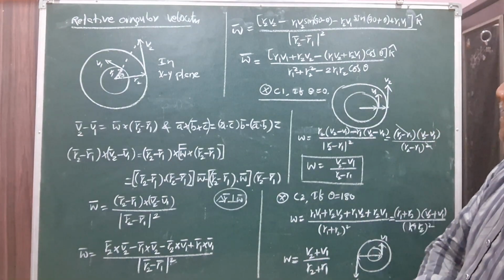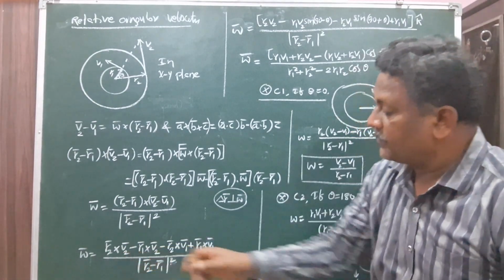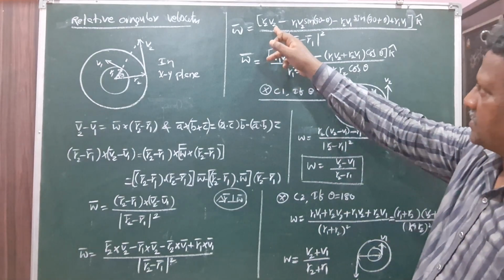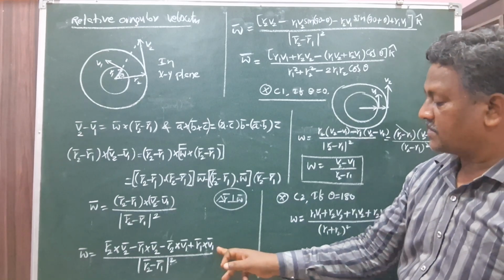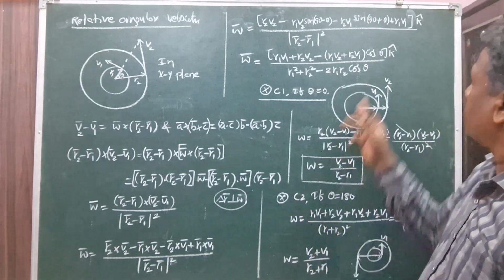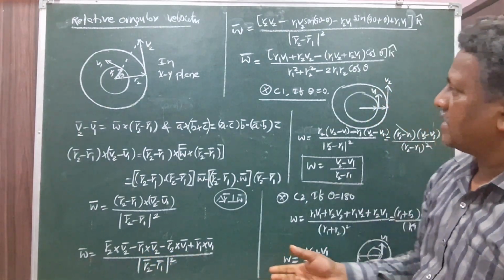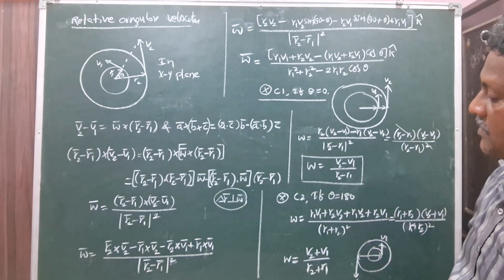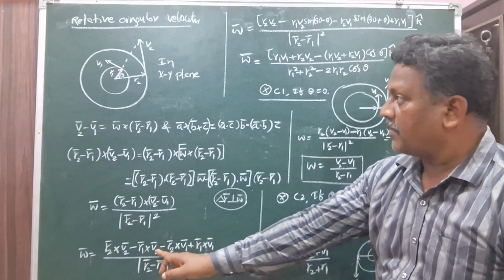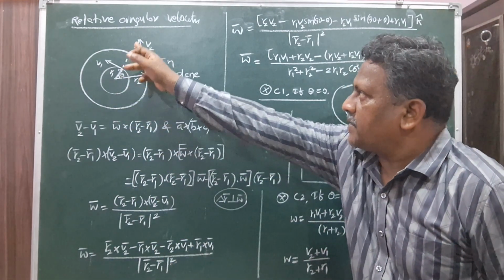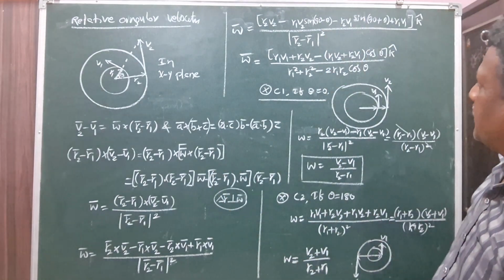After simplification, r2 cross v2 bar is r2 v2 sin 90, and r1 cross v1 is r1 v1 sin 90. Here r1 cross v2 is r1 v2 sin of the angle between r1 and v2. This angle is 90 minus theta, so sin of 90 minus theta becomes cos theta.